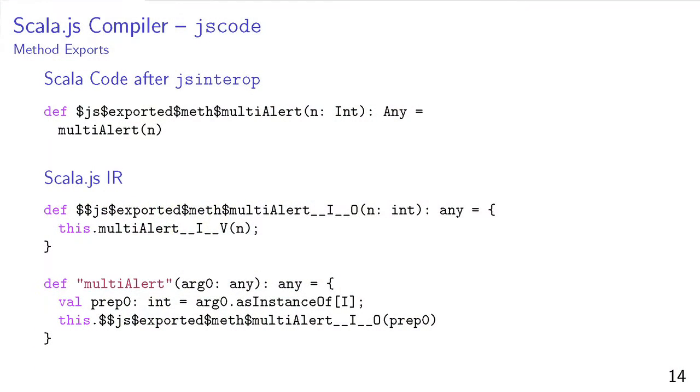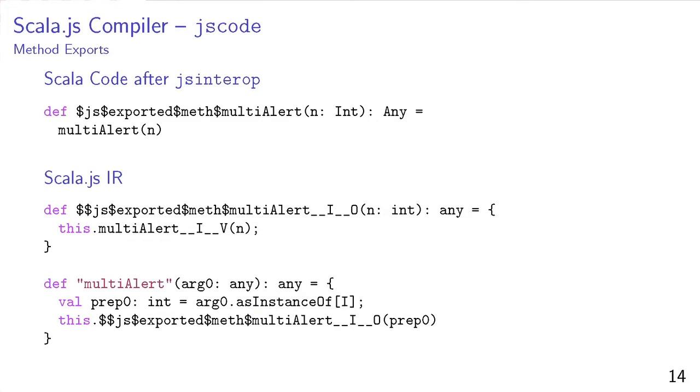I said JS-interop generates this magic method here, right? If we encounter a method like that, the IR we emit looks something like that. First of all, it's just the method itself. And we emit this additional method here, the export method.